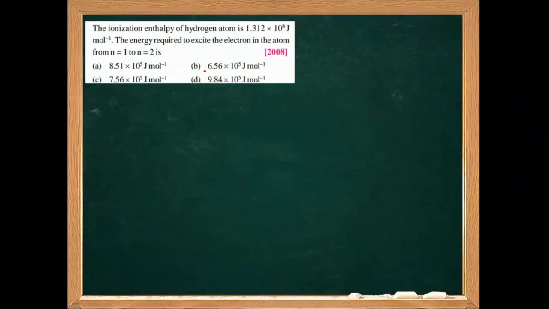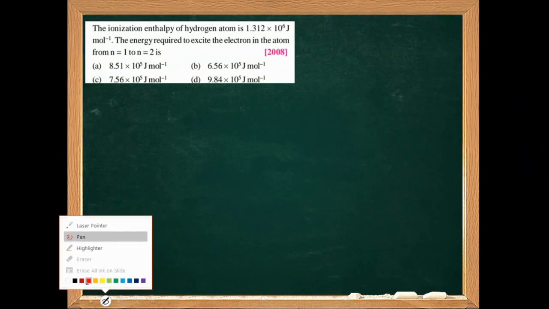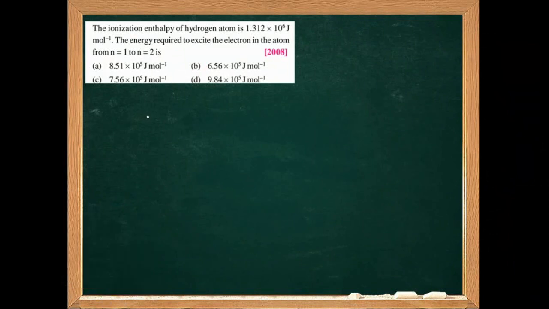Then the ionization enthalpy of hydrogen atom is 1.312. So what is ionization enthalpy? The amount of energy required to remove an electron from the atom. So how do we remove an electron from the atom? Let's say we have the hydrogen proton, then we have the electron in the hydrogen in the ground state. Now I have to remove this electron completely from the system. I don't have to keep it in another higher orbital. I have to remove this completely from the system. So this is known as ionization enthalpy.